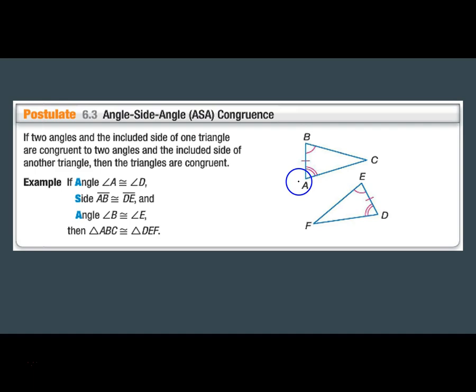So as you can see here, if angle A and angle D, so they're marked twice, are congruent, and we also know that side AB and side DE are congruent, so that's marked with this line here on both. That's how we show congruency. And if we have angle B and angle E, which are shown as congruent here as well, then we have the two triangles that are congruent.